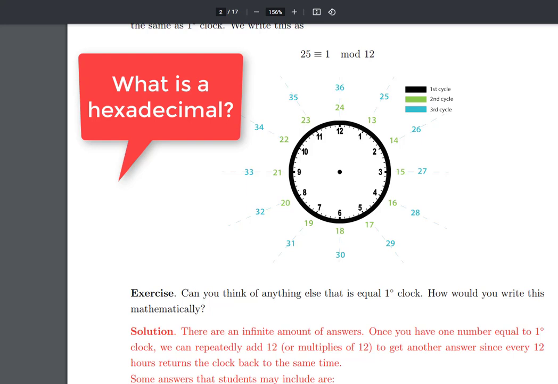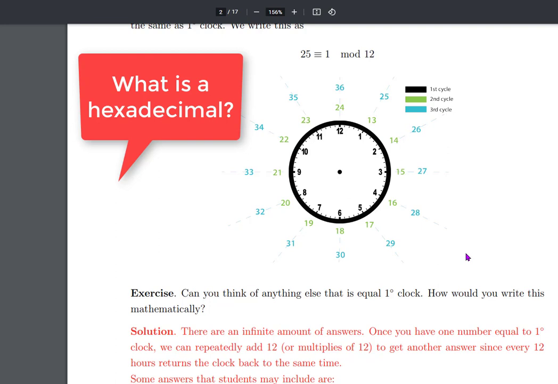Let's talk about the hexadecimal number system. And if you take the name hexadecimal, hex meaning 6, deci meaning 10 or base 10, we have 6 and 10 making a base 16. So a hexadecimal number system is a base 16 number system.